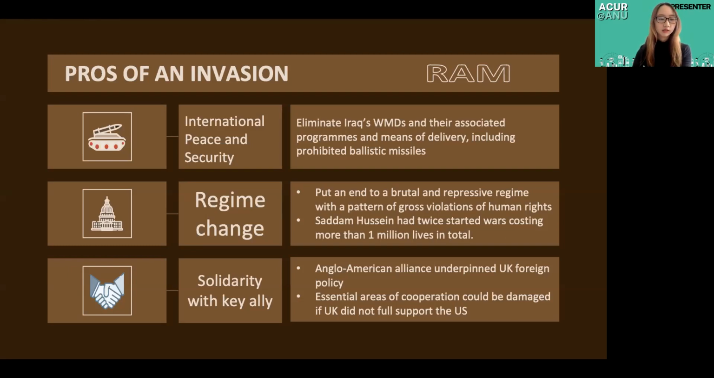Furthermore, Iraq's leader Saddam Hussein led a brutal and repressive regime with a pattern of gross violations of human rights and twice started wars costing more than 1 million lives in total. An invasion could achieve regime change.